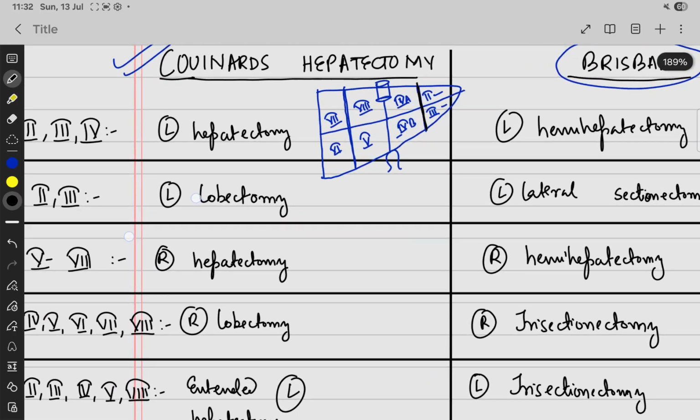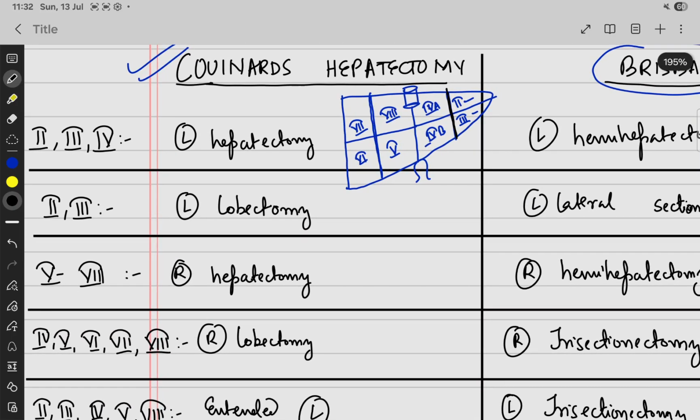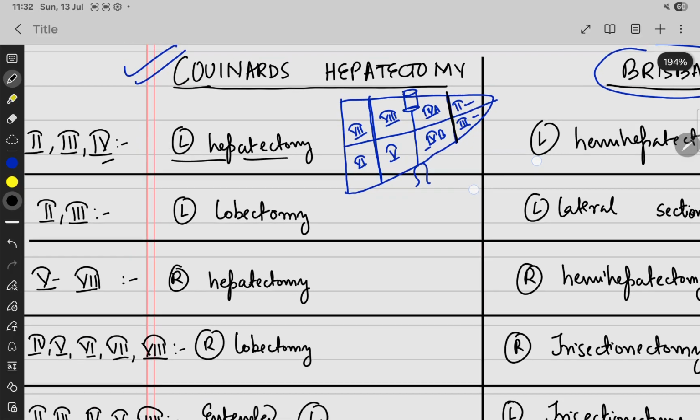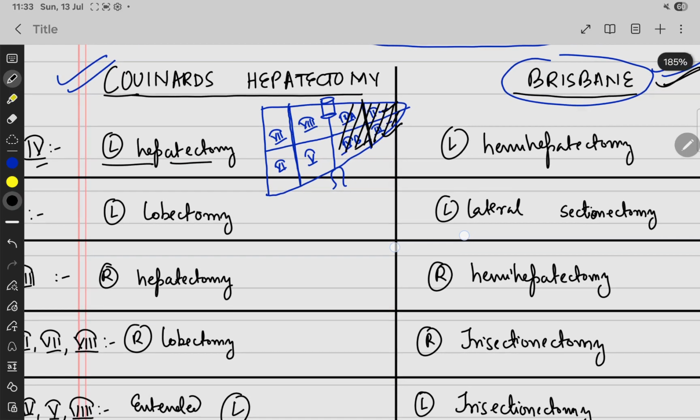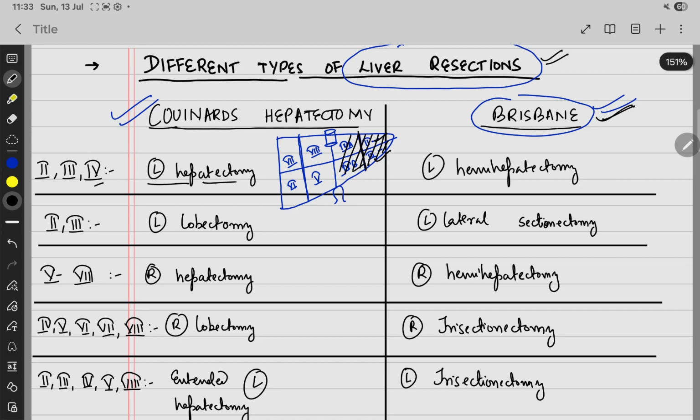So Couinaud will see left hepatectomy, that is segment 2, 3 and 4. We'll remove the segment 2, 3 and 4. 4 means 4A and 4B both. If we remove all these 4 segments, then it is known as left hepatectomy according to Couinaud. While in case of Brisbane, it is known as left hemihepatectomy because he took this Cantlie's line to divide the left lobe and right lobe of liver.